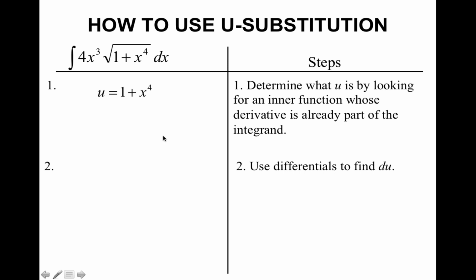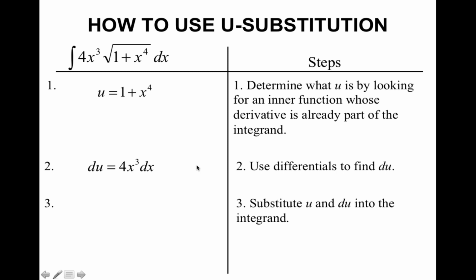Now you use differentials to find du. So basically you find the derivative of 1 plus x to the fourth. We say that du equals 4x cubed dx. Now you substitute u and du into the integrand. Here is our integral, and the 1 plus x to the fourth, that's my u, and the 4x cubed and the dx, that's what du is equal to. So now I can rewrite this integral all in terms of u, and it's something that I can now actually integrate.